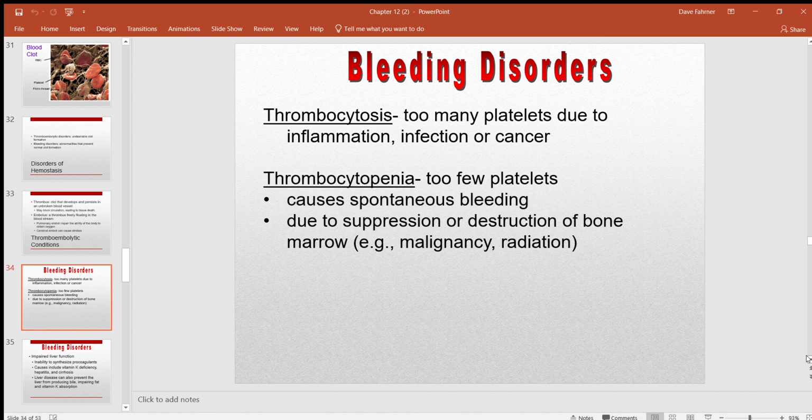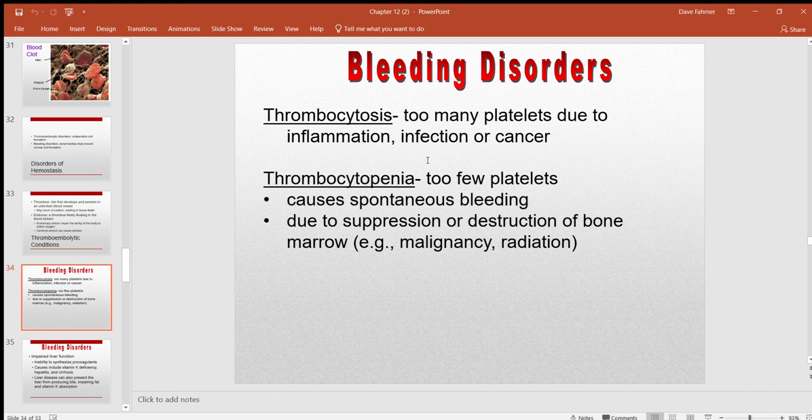Sometimes we have problems in some of those steps in the clotting process, and whenever we have a chemical, either genetically or because of some kind of other physical abnormality, these chemicals aren't there. One step in the process is taken out, and the blood does not clot properly. Sometimes the body produces too many platelets due to an inflammation or infection or even a cancer, and this is called thrombocytosis. Whenever we produce too few of them, this is called thrombocytopenia.